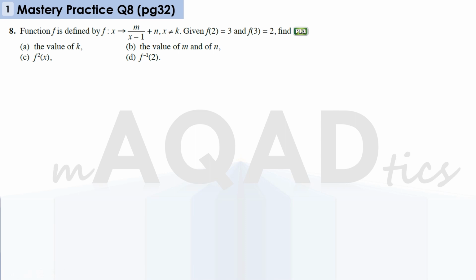Let's start off with the first question, Mastery Practice Question 8, taken from textbook page 32. So we have this function here, and it says x cannot be k, and given these two pieces of information. So the first question is find the value of k.